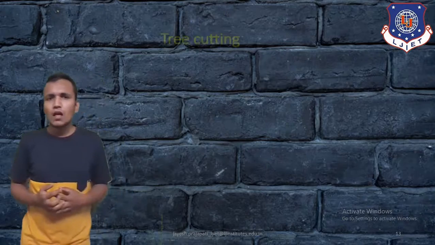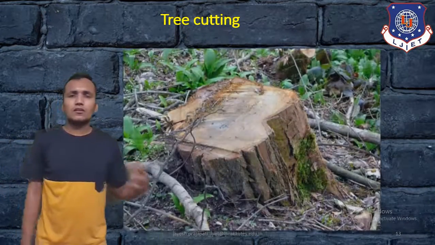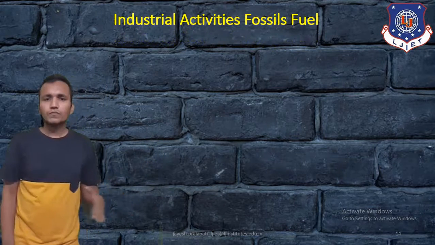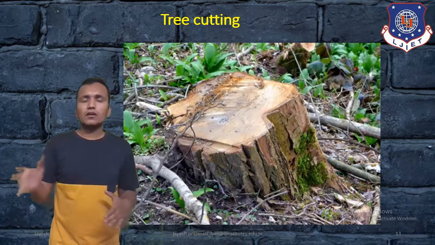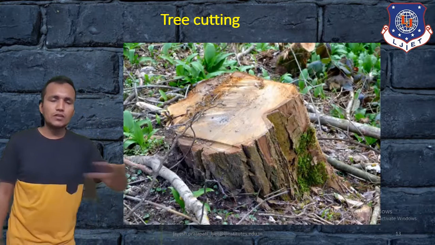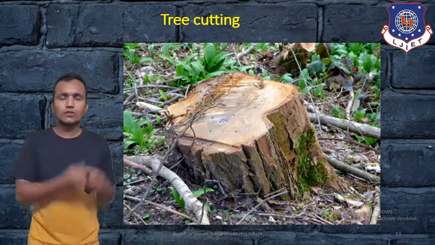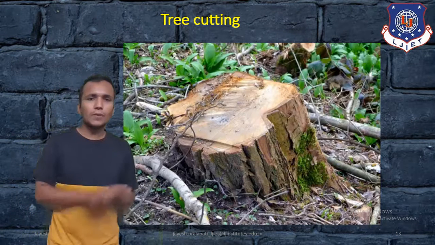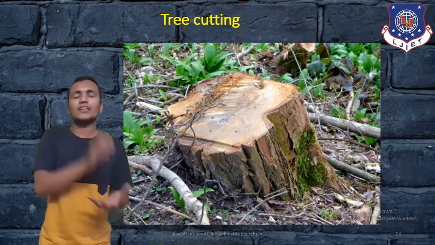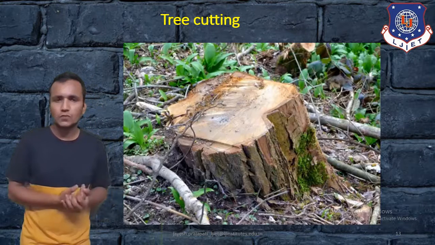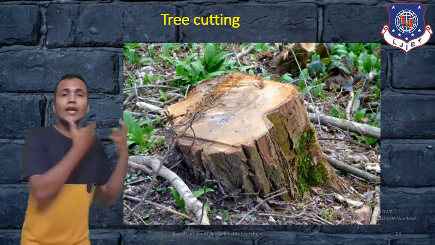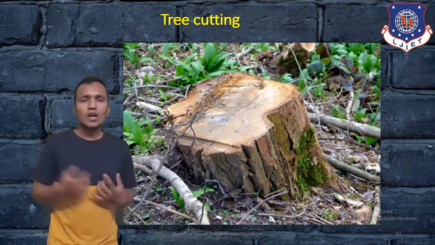Now we know that trees are being cut. So we have to maintain our trees, because whenever the trees are cut, they will not collect the CO2. So whenever a tree is cut, the carbon dioxide in our atmosphere will increase. So we have to plant more and more trees on our earth.